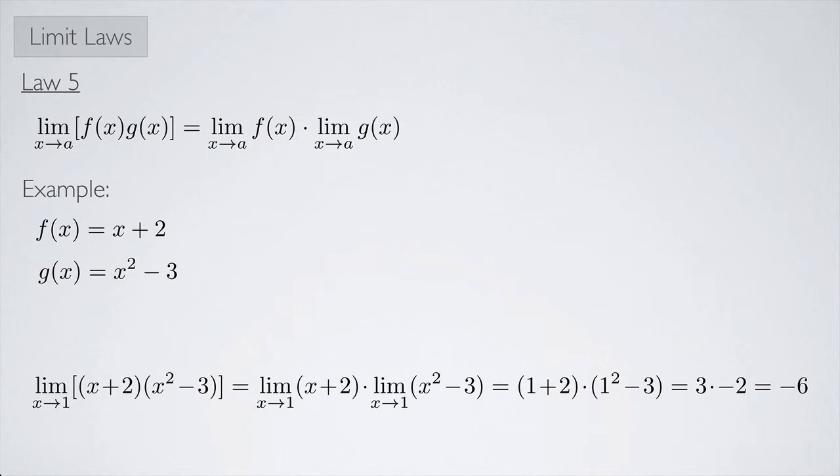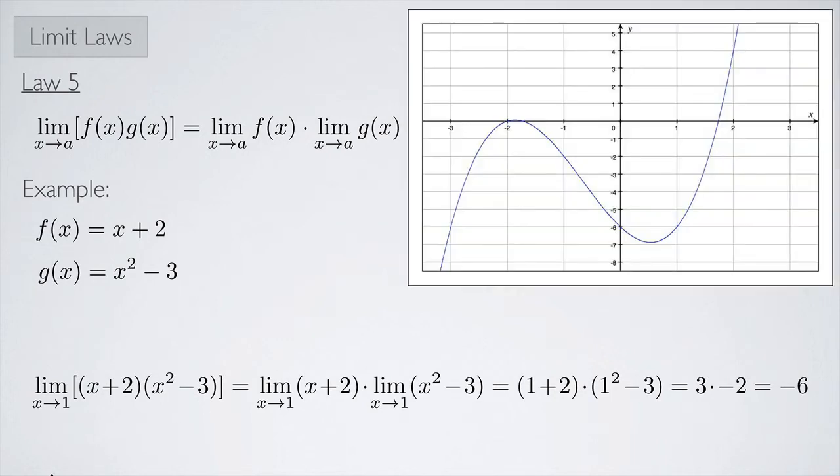which is negative 6. And remember, when I break it down like this, after I've used this first step here, this is using law 5 to break it apart. Then when I'm actually computing these individual limits, I'm using some of the earlier laws in order to go ahead and get the final answer here of negative 6. So the limit law number 5 happens right in the beginning, right here. As the graph here shows us, we have a graph of x plus 2 times x squared minus 3, and we're looking at x approaching 1, and so here is the 1 right here that we're approaching, and on the y-axis we approach negative 6.